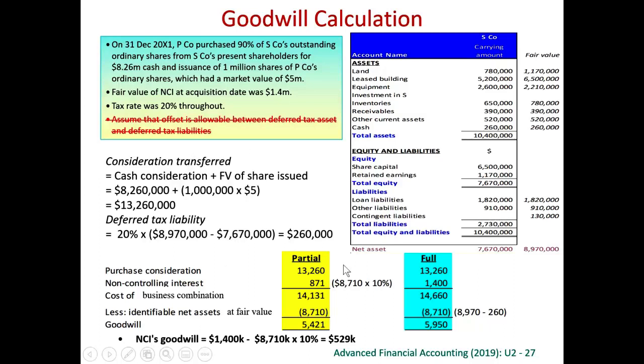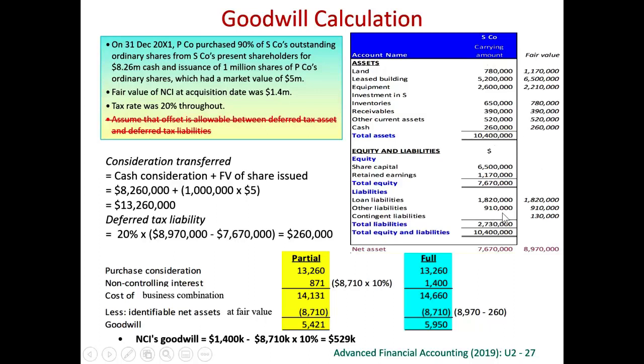Now, we can calculate the goodwill. How much is the goodwill? Goodwill is what we pay minus what we get. From this question, we have been told that the investment in subsidiary was 13.26 at the day of acquisition. And at the day of acquisition, the fair value of non-controlling interest is 1.4. So I contributed 90%. Non-controlling interest contributed 10%. So altogether, the 100% of the cost of investment is 14.66. What we pay minus what we get. How much do we get at the day of acquisition?